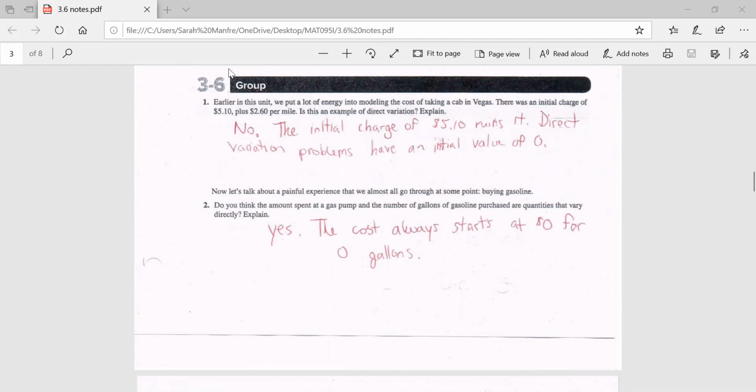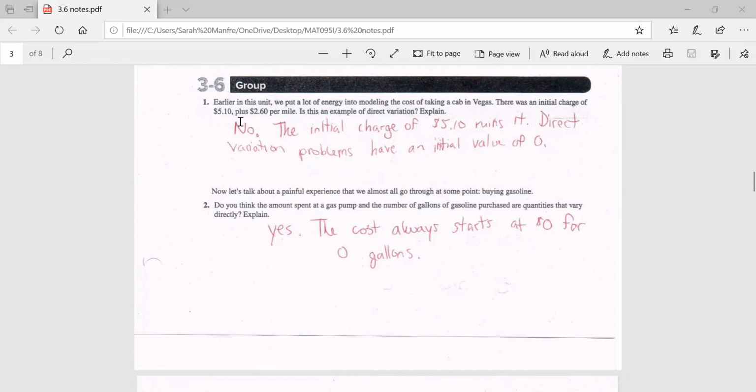So the group work says, earlier in this unit, we put a lot of energy into modeling the cost of taking a cab in Vegas. There is an initial charge of $5.10 plus $2.60 per mile. Is this an example of direct variation? No, it is not, because there's an initial charge of $5.10, and that's going to ruin it. If I was to double 2.60 times 2, that would be $5.20, but you're not paying that for 2 miles. You're paying $10.30. So direct variation problems have to have an initial value of 0, so it's not.